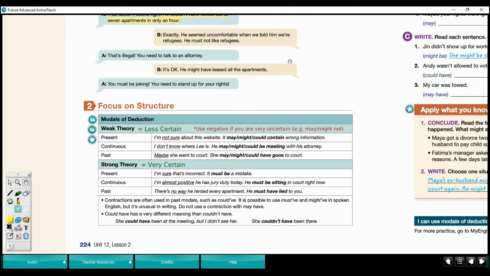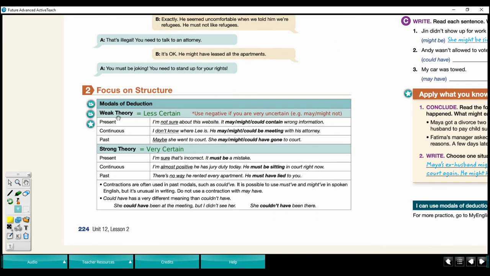Looking at the chart on the bottom of page 224, again, you have a theory or a guess about something. When you're less certain, use words like may, might, or could. Okay, so I'm not sure about this website. It might contain wrong information. Remember always in English, after you use a modal, you always have the base form of a verb. And so I'm underlining the base form here.